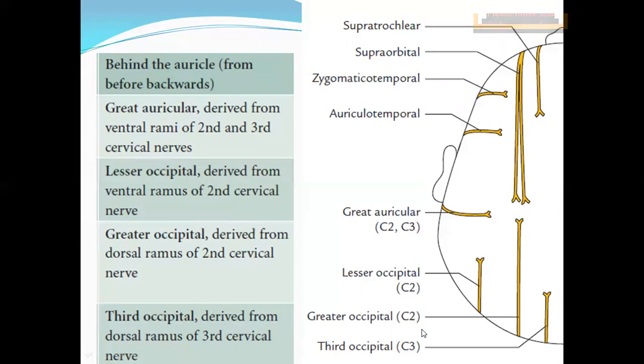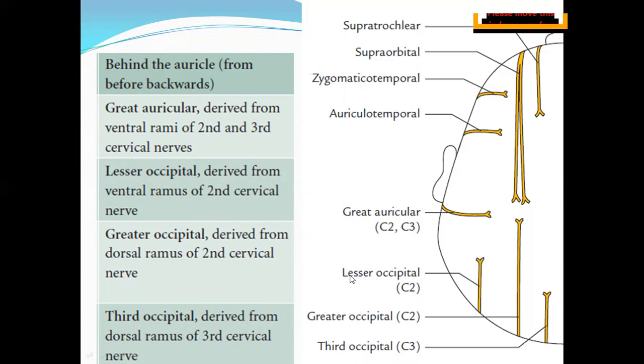Okay, that means these are the branches coming from cervical plexus. Like you have seen brachial plexus in upper limb, we also have cervical plexus formed between C1, C2, C3, C4. So one of the branches you have is C2, C3 supplying behind the pinna. The name of the nerve is great auricular.